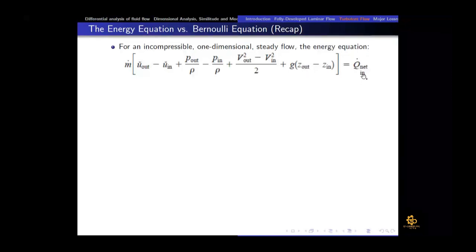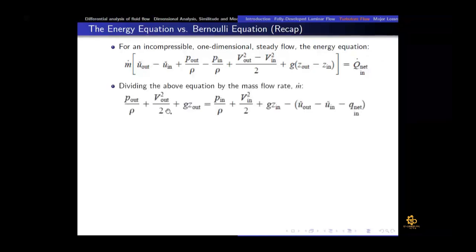Because of the frictional losses, there would be some conversion of the frictional energy into thermal energy. So that's why we have kept this term, W shaft in, equal to 0 here. Now if we divide it by the mass flow rate and rearrange it, we get P out upon rho plus V out squared upon 2 plus g z out is equal to P in upon rho plus V in squared upon 2 plus g z in.